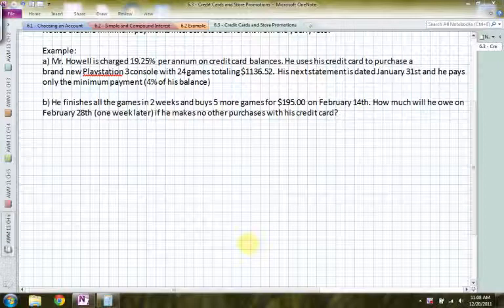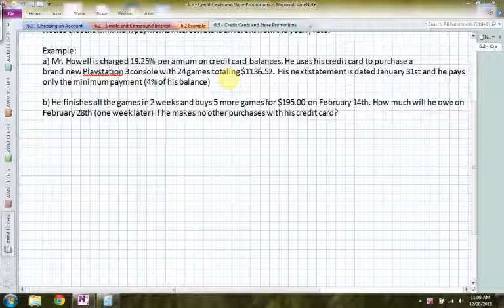All right, for this example, we have Mr. Howell, who is charged 19.25% per annum on a credit card balance. So this is going to be a credit card question. It's going to be a two-part question, and it's going to run through pretty much everything.